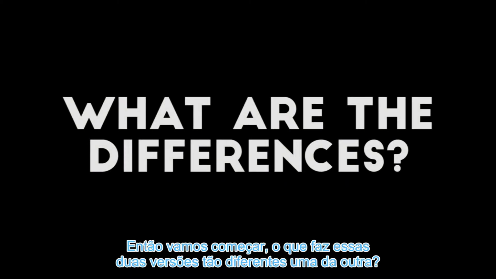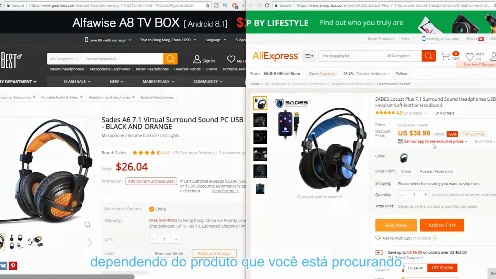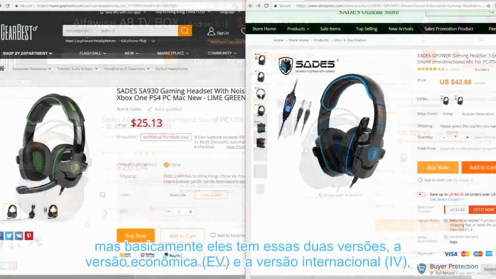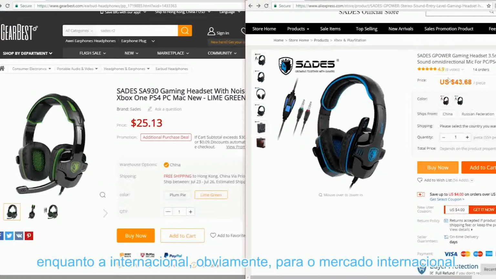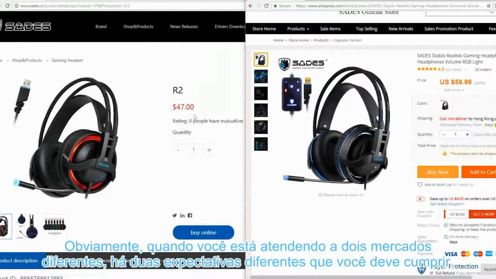What makes these two versions so different from each other? Well, price is the most obvious thing, right? With the difference being around $10 to $20 depending on which product you're looking at. It might even be more. But basically, they have these two versions, the economic version and the international version, to cater to two different markets. The economic one being mainland China, whereas the international one obviously for the international market. Obviously, when you're catering to two different markets, there are two different expectations that you have to meet.